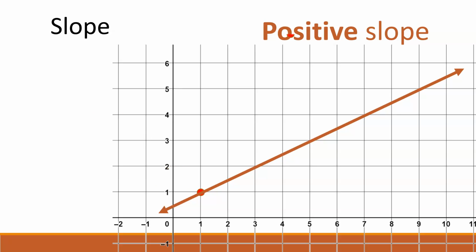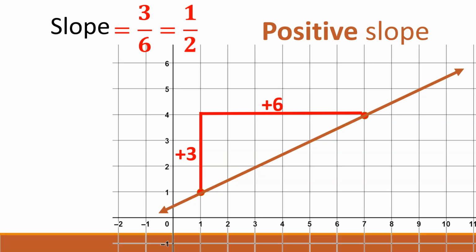So let's say we chose this point and this point. We could still measure the vertical change and the horizontal change between the 2 points. And if we make a fraction out of those, 3/6, and simplify that fraction, we still get the same slope of 1/2. So a line has a constant slope. You can choose any 2 points on the line to find out what that slope is.